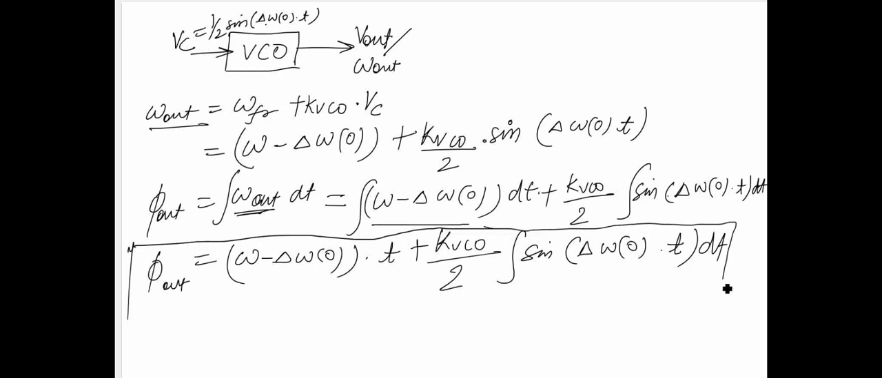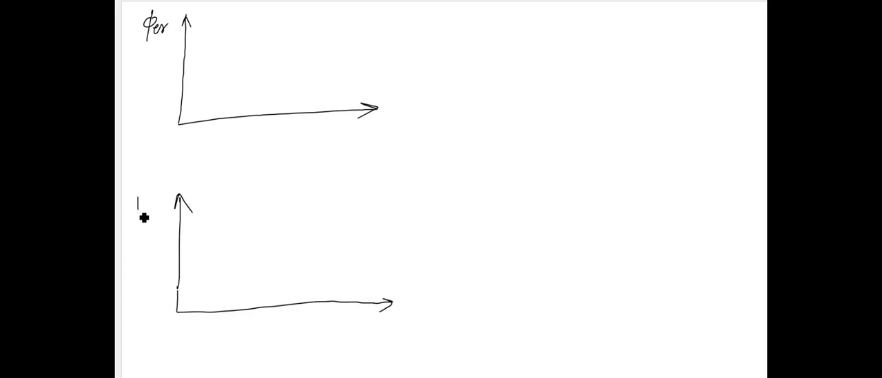See, we didn't close the loop till now and we are seeing individual blocks, what output they are giving, and the loop is open. Okay, so now let's see how we will plot phi error and V error with respect to time. So first let's plot phi error, and there I can keep V error.